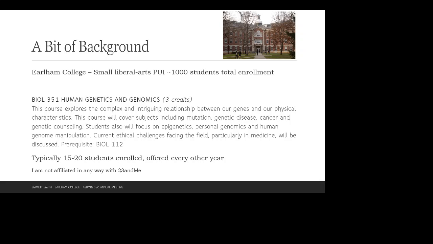And I should also point out, I'm not affiliated in any way with 23andMe, so I'm just doing this because I think it's interesting and I think it helps the students learn. So I've taught this course 3 times. The third time I taught it was the first time that I incorporated this 23andMe into the class. I think it was a good decision and I'm gonna attempt to do it in the future.